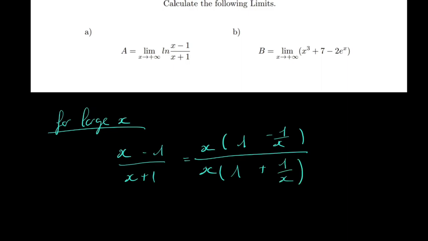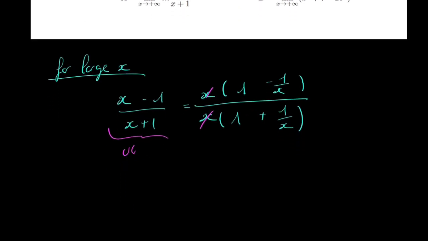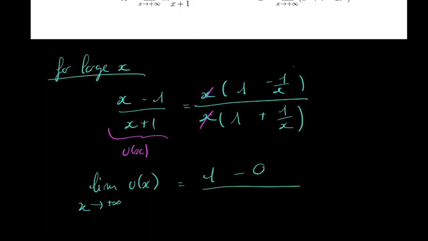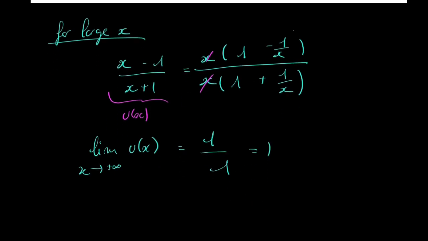Now I can simplify both, and having that, I know that the limit, let's call this u of x, the limit of u of x when x tends to plus infinity will be equal to 1 minus this thing which tends to 0, over 1 plus 0. So this is equal to 1 over 1, which is equal to 1.